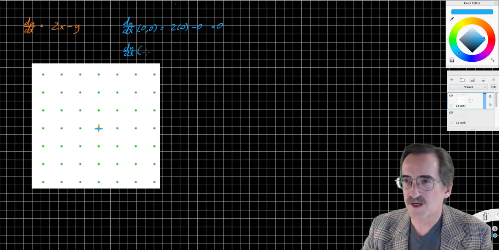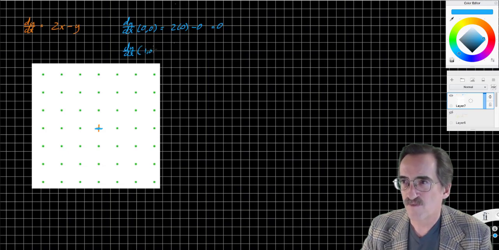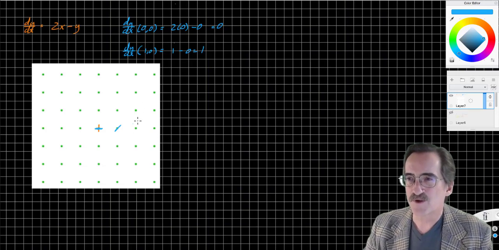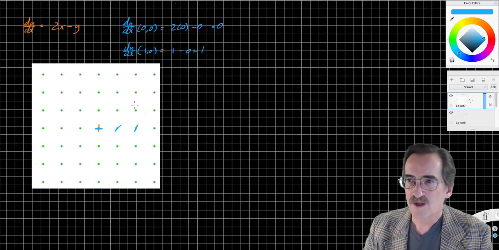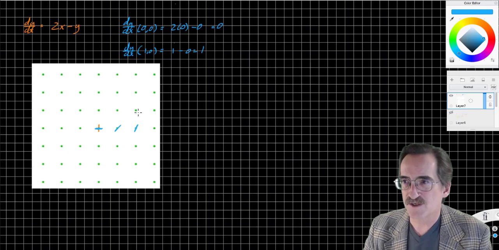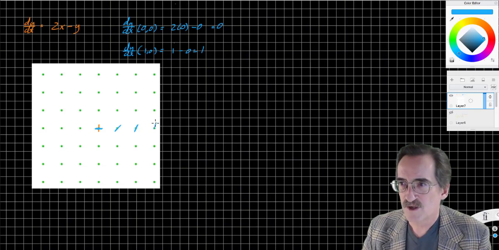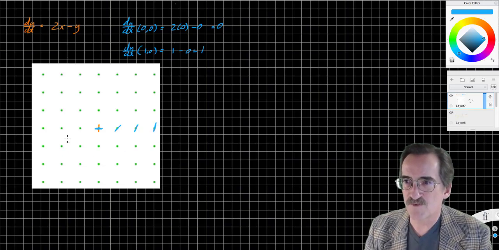Then we do the same thing for dy/dx at, let's say, (1, 0). 2 times 1 is 2, minus 0 is 2. So over here the slope is 2. Let's see, that's not a 45-degree angle. I'm going to work more in my head now. So (2, 0): that's 4. So that has a slope of 4, quite a bit steeper. (3, 0): 2 times 3 is 6, minus 0 is 6, so a little steeper. As we move to the right, it's getting steeper.